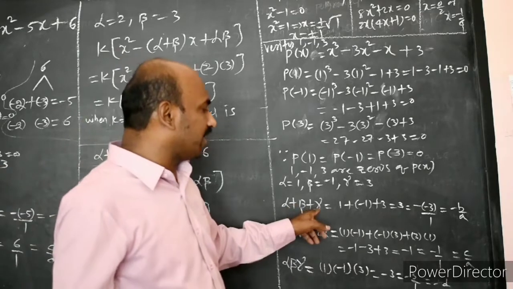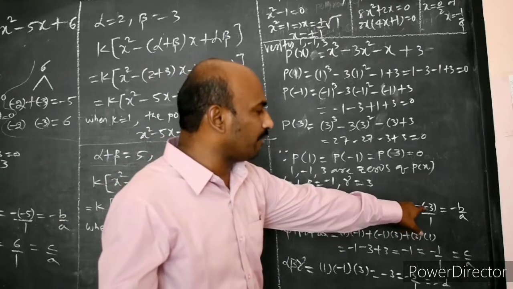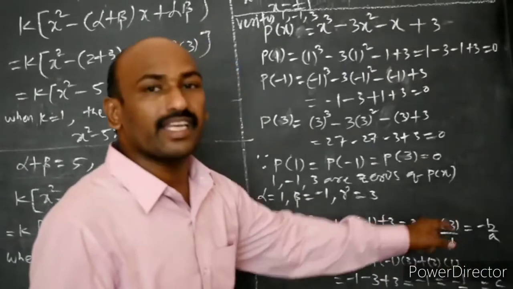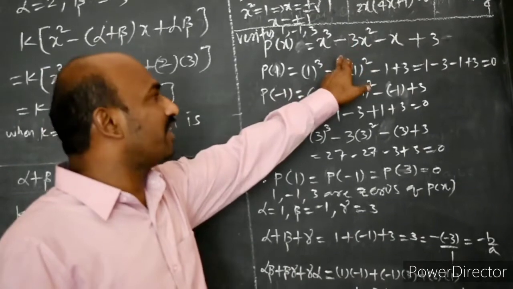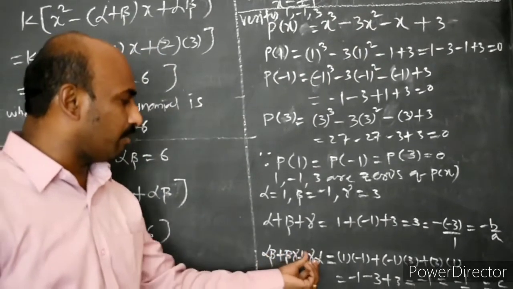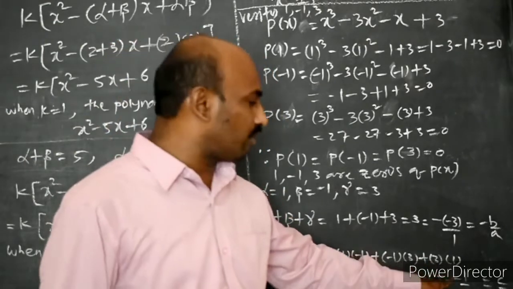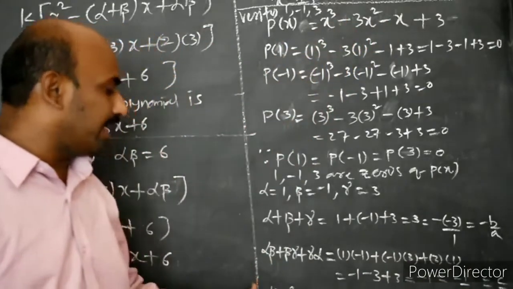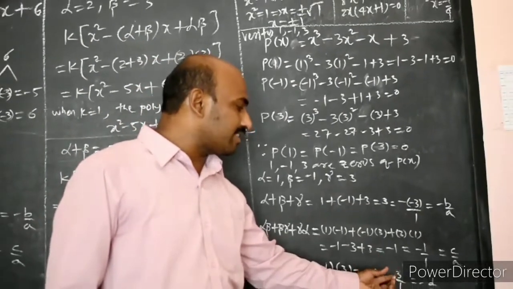If you take alpha plus beta plus gamma, 1 plus of minus 1 plus 3 equals 3, and minus of minus 3 we can write as 3. Then you will get plus 3 by 1. We can write this as minus b by a, where b is the coefficient of x square and a is the coefficient of x cube. If you take alpha beta plus beta gamma plus gamma alpha and substitute, you will get the answer minus 1. We can write minus 1 as minus 1 by 1, that is c by a, nothing but the coefficient of the x term by the coefficient of x cube. If you take alpha beta gamma, then you will get the answer minus 3, that is minus 3 by 1, nothing but minus d by a.